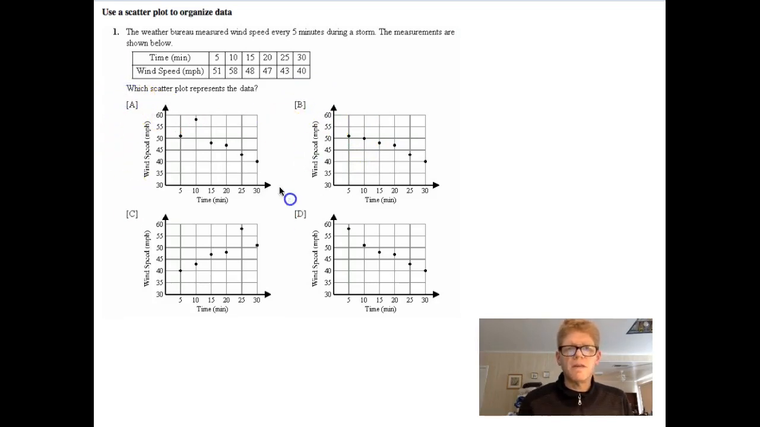And the really nice thing about scatter plots is that once you see that data, it's much easier to determine what's going on with it. So in this case, we can see that as time goes on, our wind speed is decreasing. That's important information to be able to see visually that you wouldn't be able to see as well from the table. And I think that's it.